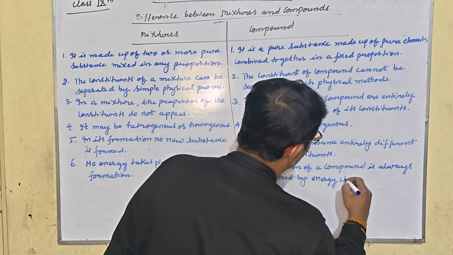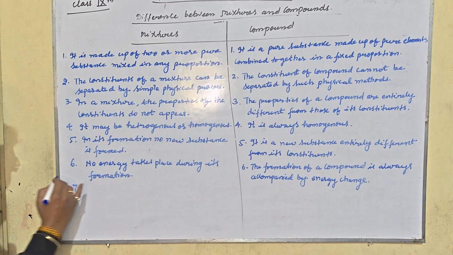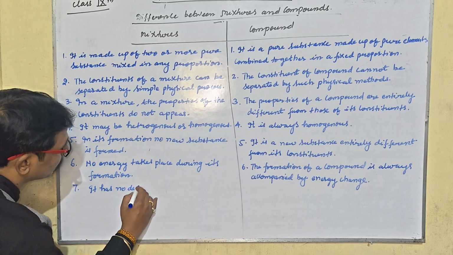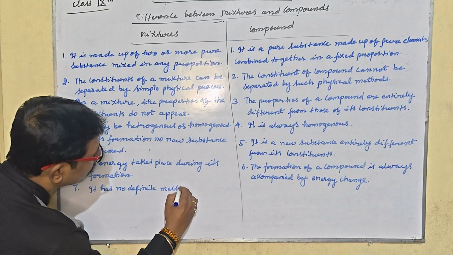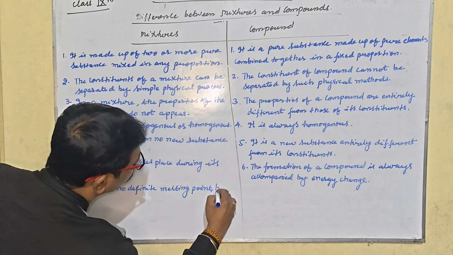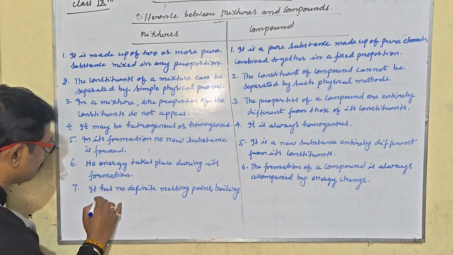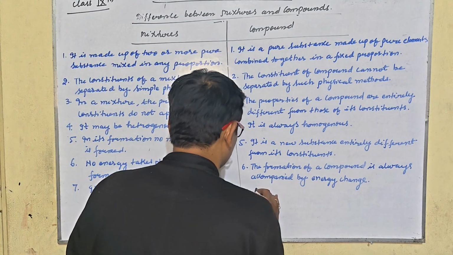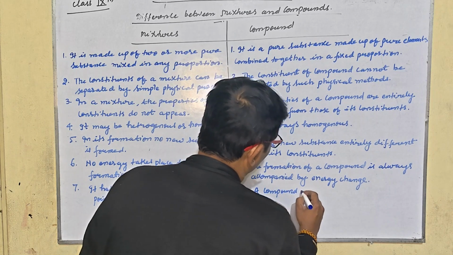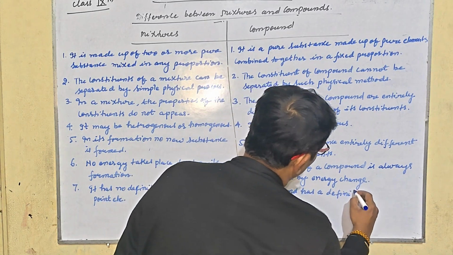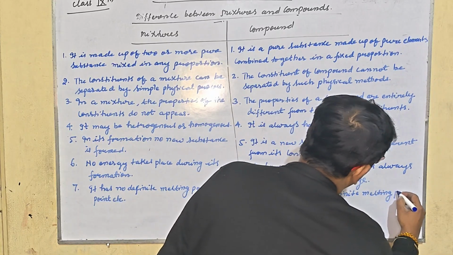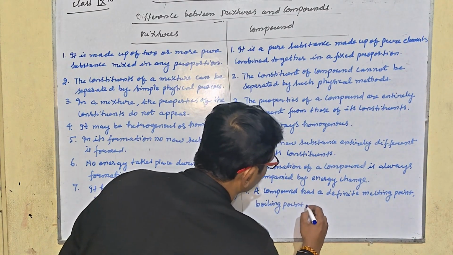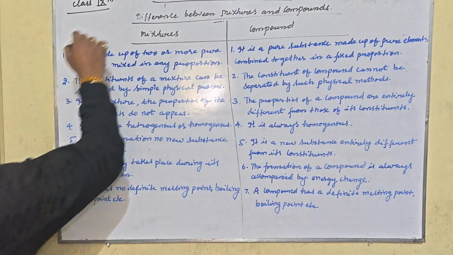And the last point, but not the least: a mixture has no definite melting point, boiling point, etc. A compound has a definite melting point, boiling point, etc. So my dear friends, let us understand the difference between the mixture and compound.